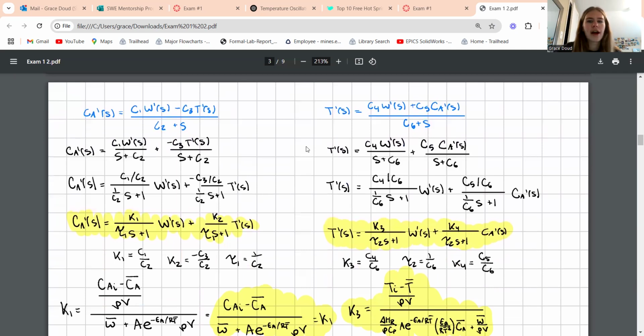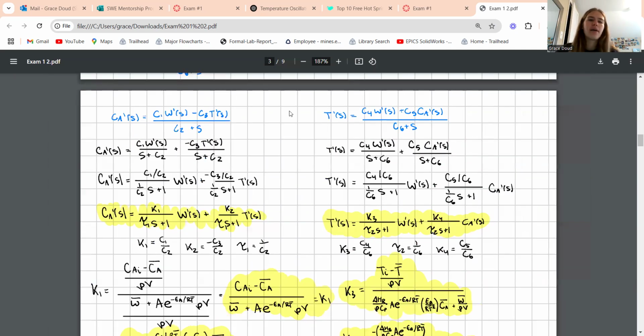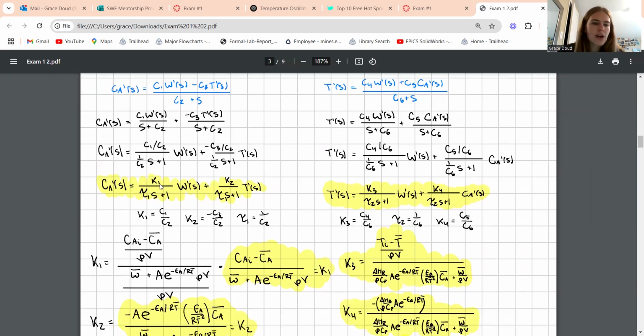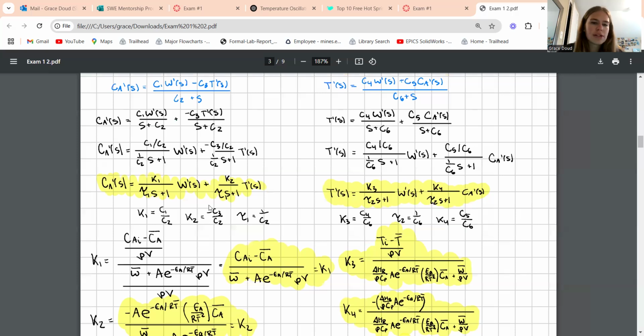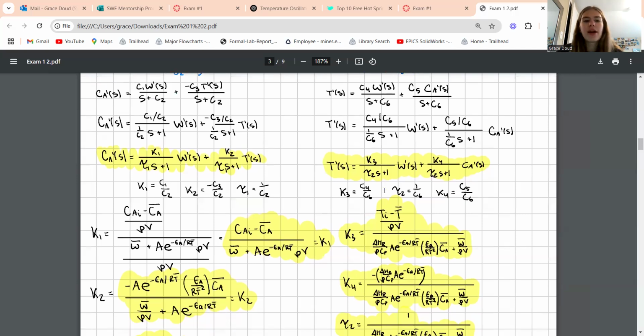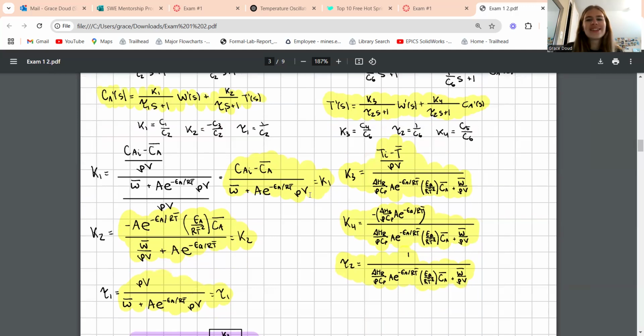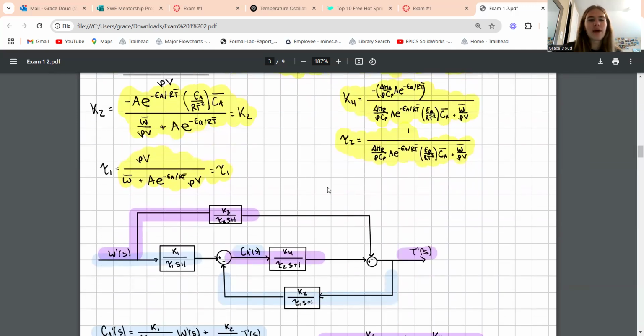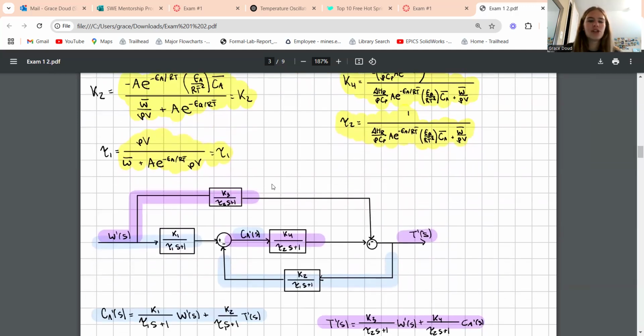And then coming down here, I was able to get Ca prime of s and then T prime of s as functions of W prime of s, T prime of s, and Ca prime of s. So I put those all into standard form, as you can tell here. And then once I got all my constants rearranged since it was in standard form, I was able to put it into this giant block diagram.